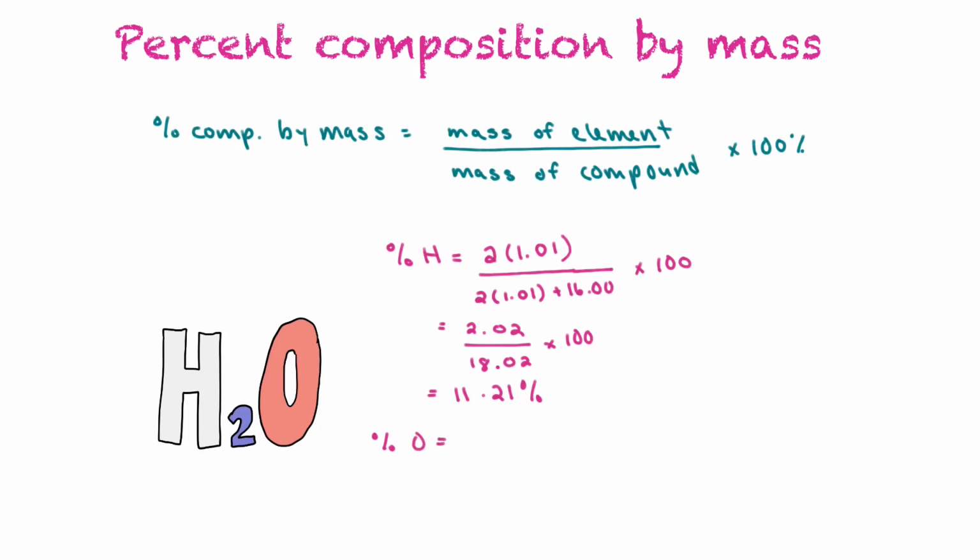Now, to find out the percent composition of oxygen, you can either subtract from 100 or calculate as well to check your work. So that's equal to 16.00, and we know the mass of the compound because we calculated it in the last step, over 18.02 times 100, and that's equal to 88.8% oxygen. So if you add those 2 values together, you'll get 100%, so you know that you've done your calculations correctly.